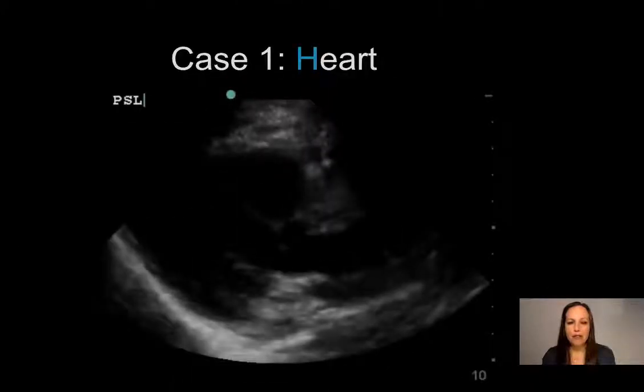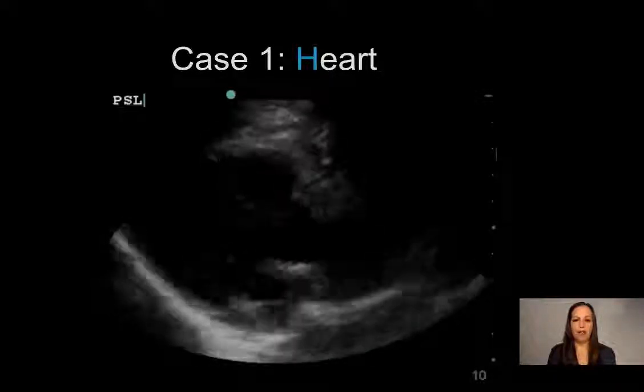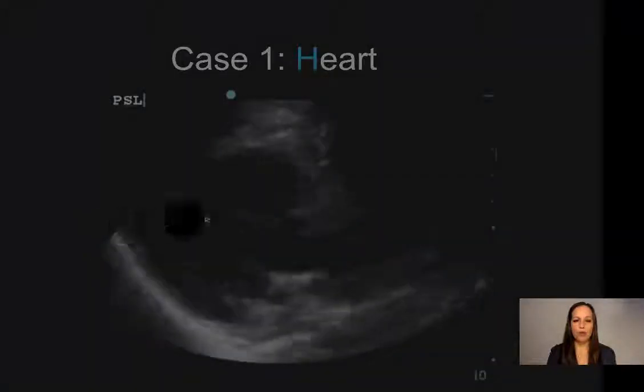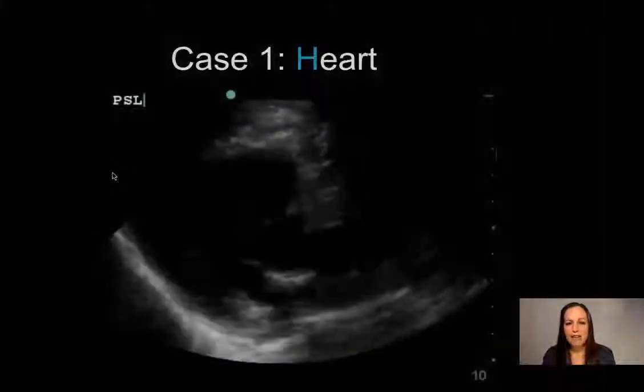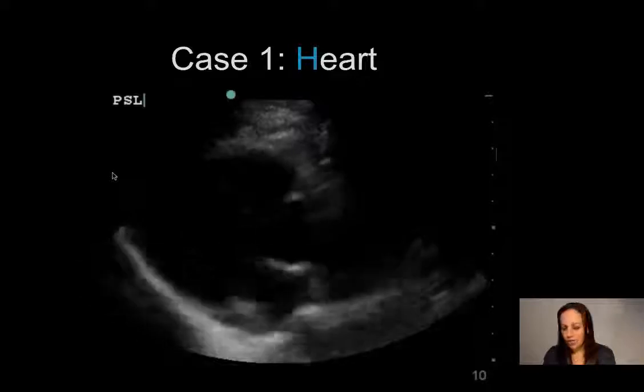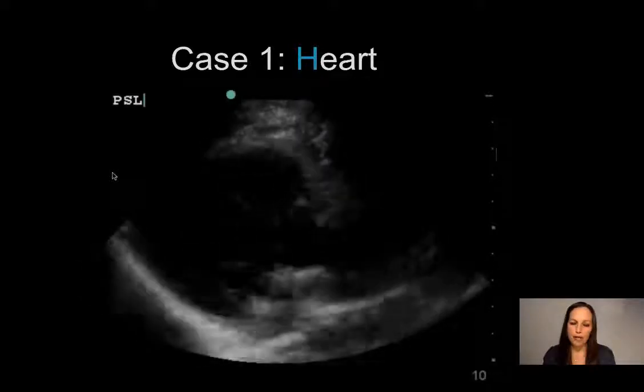Now, this is the parasternal long axis view. We can see here we have the left ventricle. We look at the posterior wall of the left ventricle and it thickens. It's hyperkinetic, it's fast, but it looks like it squeezes pretty appropriately.